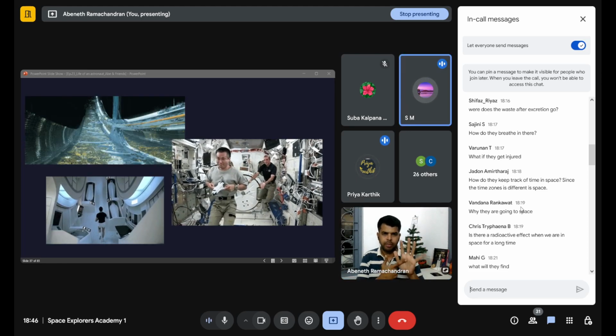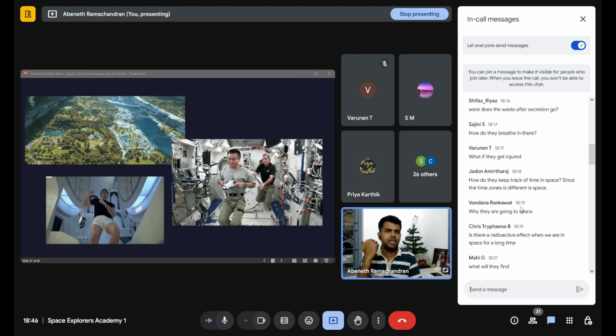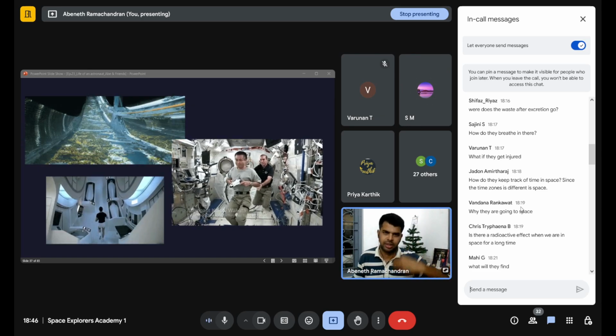So there are no sharp objects there, so you don't get injured very easily in the International Space Station.